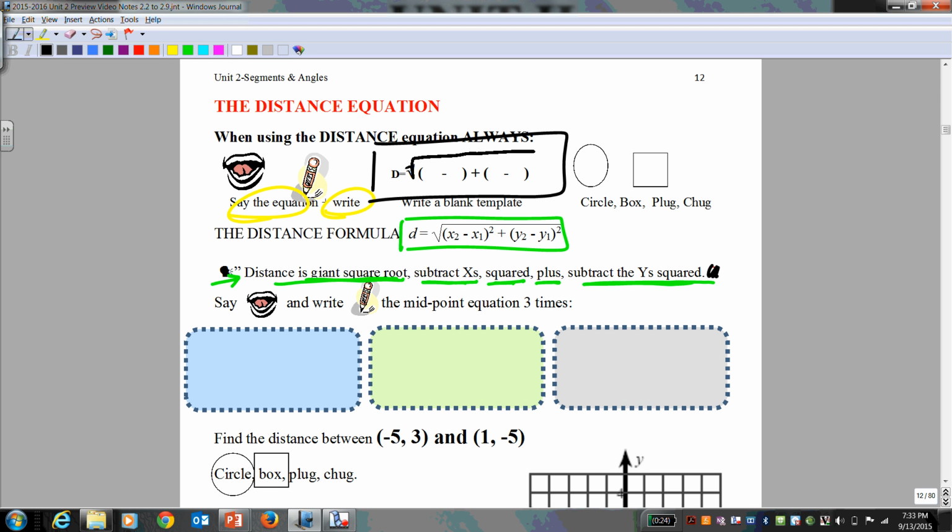We're going to say it and write it 3 times. Distance is giant square root. Subtract the x's squared plus subtract the y's squared. Say it and write it 2 more times.